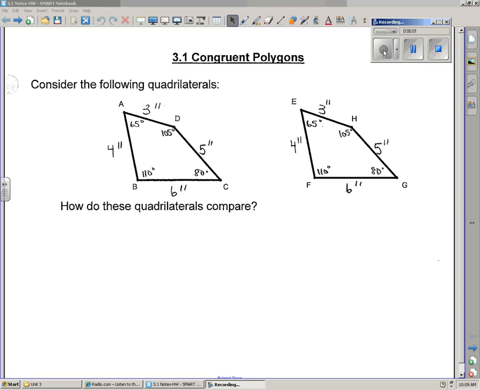So we're going to talk about congruent polygons today. If you consider the following quadrilaterals below, ABCD and EFGH, you should notice that the sides are congruent and the angles are congruent. So when they ask how these quadrilaterals compare, we don't just say sides are congruent, but we say corresponding sides are congruent.